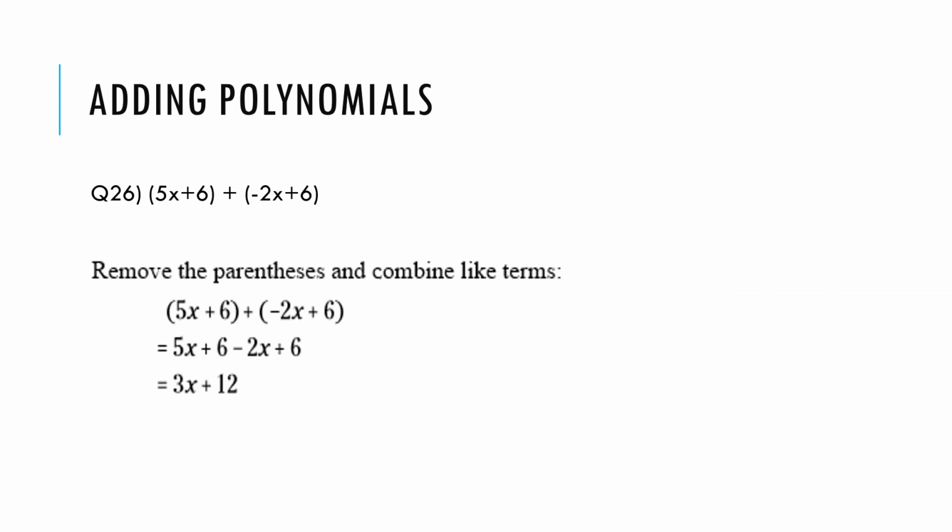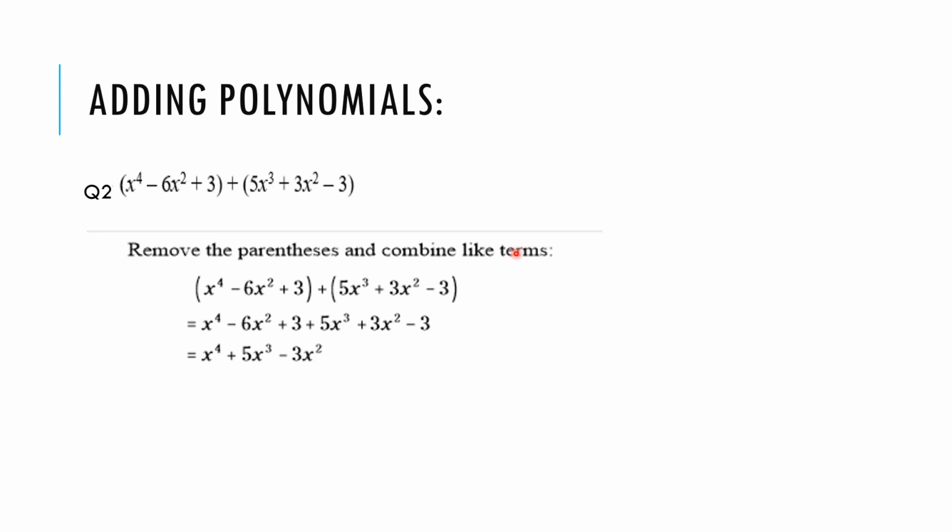Adding the polynomials. (5x plus 6) plus (minus 2x plus 6). Remove the parentheses and combine the like terms. 5x plus 6 minus 2x plus 6. So 3x plus 12 is our answer.